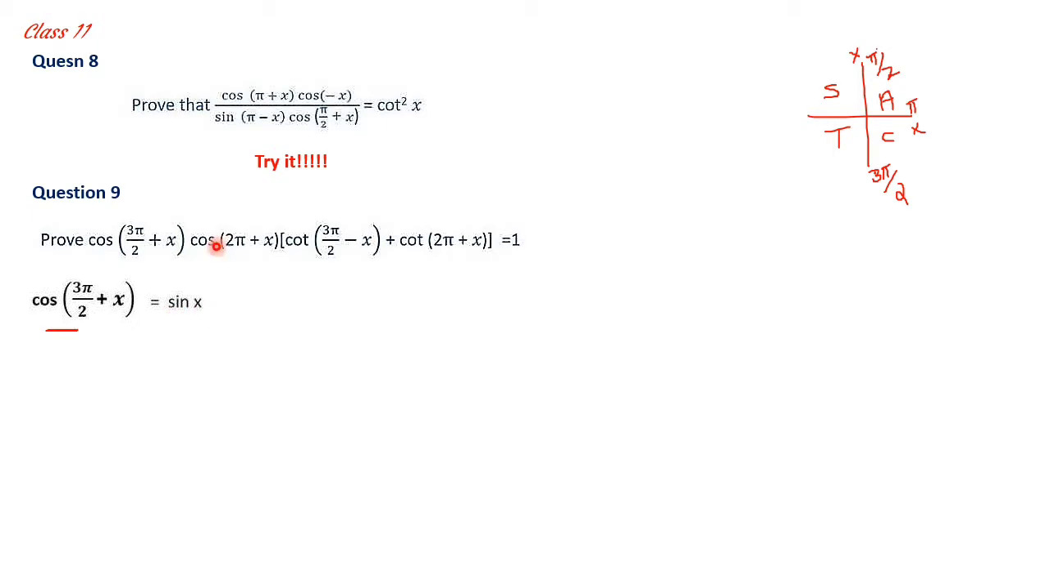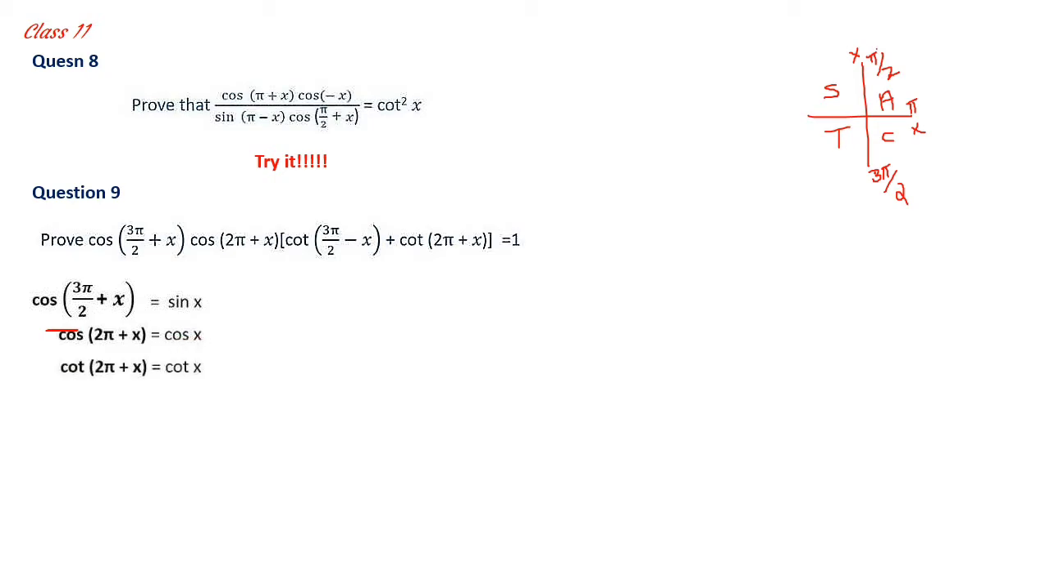Next is cos of 2 pi plus x. It is 2 pi, which means it is on the x-axis. X-axis means the function will not change. So cos means cos only. And 2 pi plus x means it is in the first quadrant. In the first quadrant all are positive. So cos x is positive.